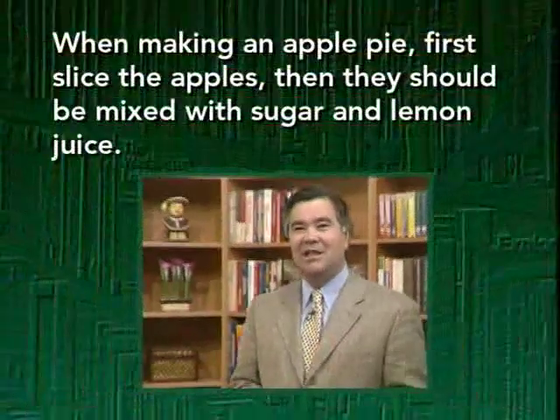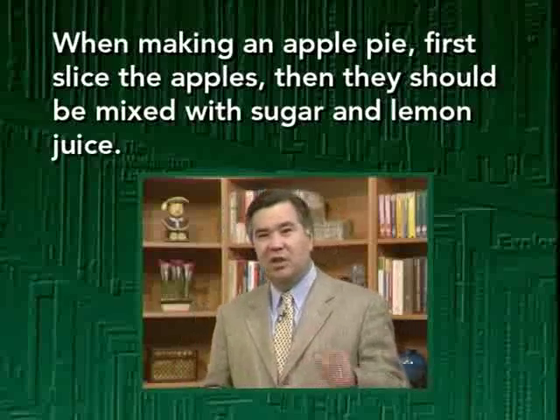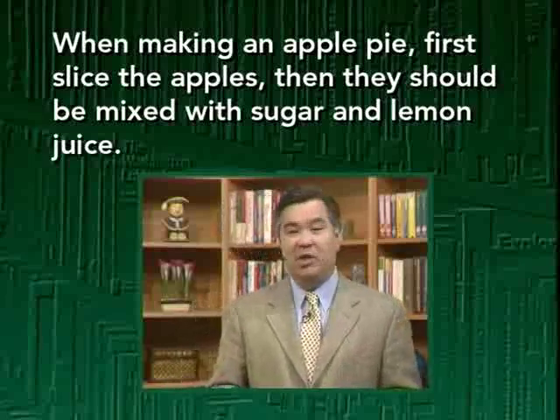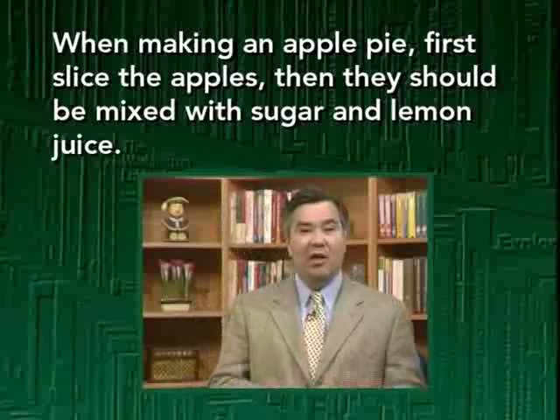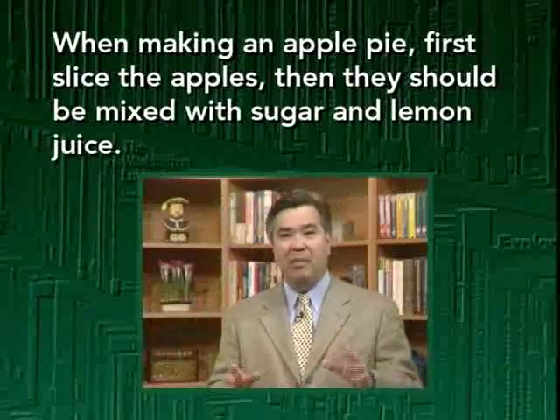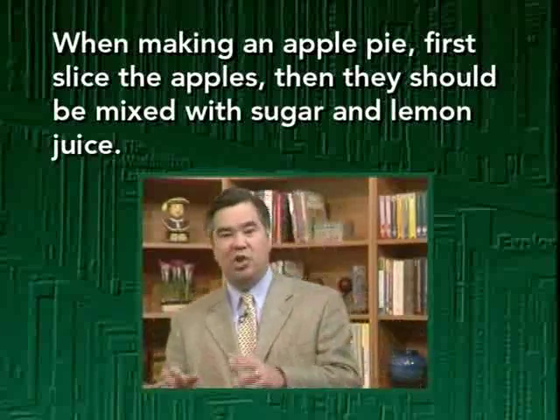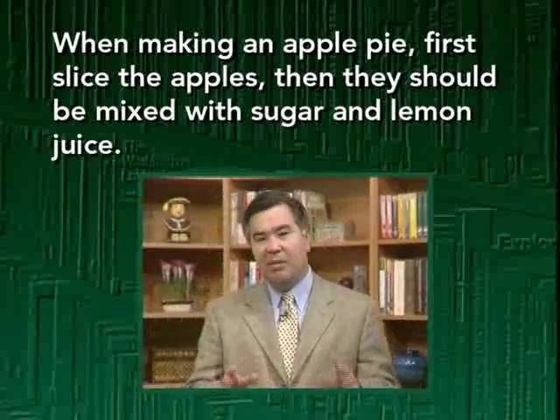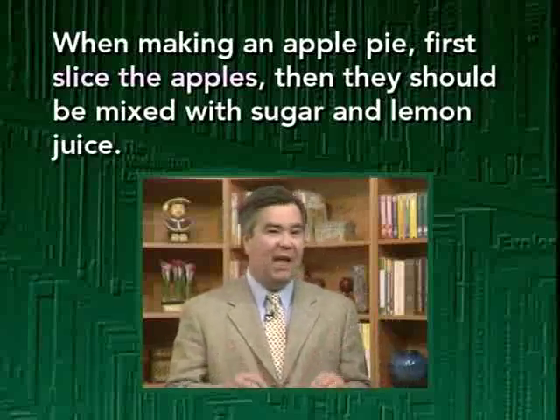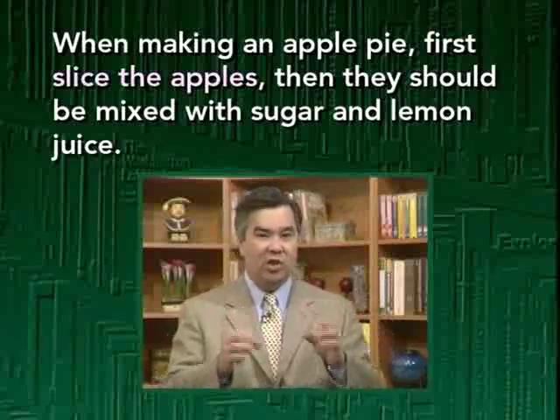Let's take a look at this example. "When making an apple pie, first slice the apples, then they should be mixed with sugar and lemon juice." Now here, two actions that are part of the process of making an apple pie are being described: the slicing of the apples and then the mixing of the apples with sugar and lemon juice. The problem is that the first verb here is an active verb, "slice the apples," in which you, the actor, are doing the action, you're slicing.